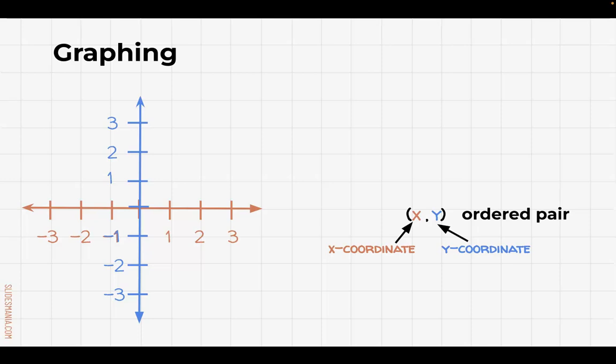Now let's graph some points. For the x-coordinate, you go left or right, and for the y-coordinate, you go up or down. So 2, 3. For the x, because it is positive, you go to the right 2, and the y is positive, so you go up 3, and then you put your dot. And that is your point.